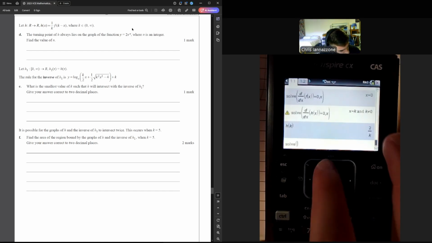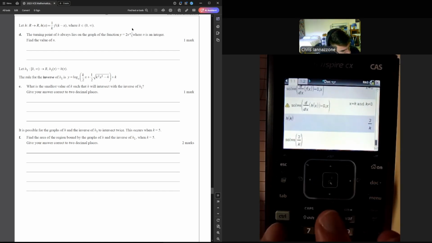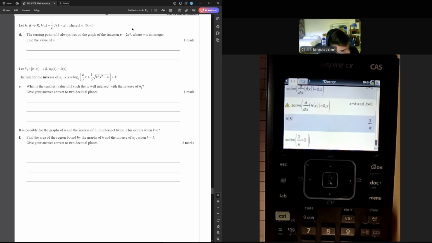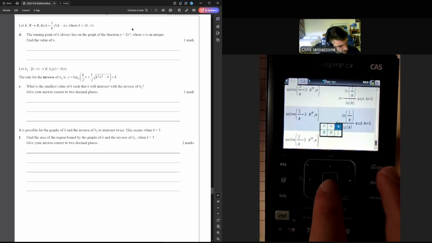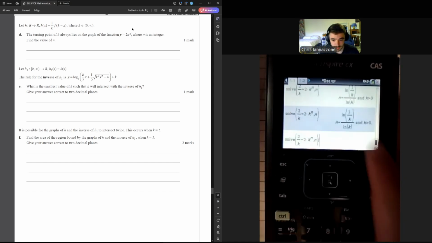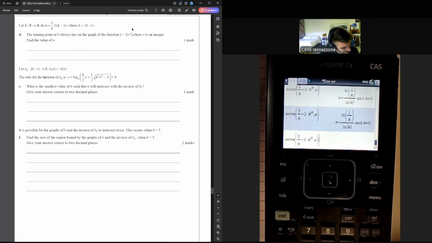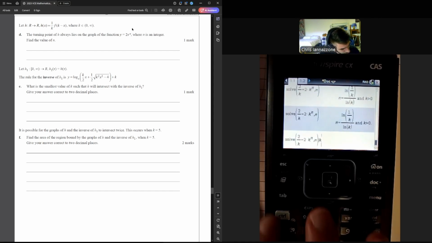Menu 3, 1, solve: y, which is 2 over k, equals 2 times x, which is now k, to the power of n, comma n. Now if you just hit enter, it's going to give you something a bit nasty. It's not quite the value of n, even though it is a value, technically speaking. What you want to do is tell your CAS that k is greater than 0, even though it knows k is greater than 0. If you don't tell it, it won't give you the answer we're looking for.